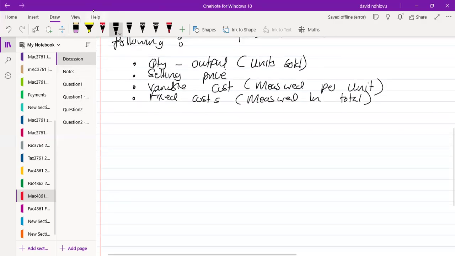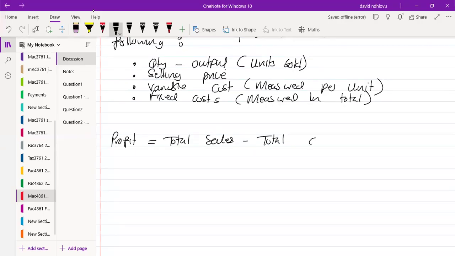Just to add interest to what we're doing, at the end of the day, we are saying profit is equal to total sales minus total costs. Sales is a byproduct of the quantity sold multiplied by the selling price, so we get our total sales. And the total cost, remember, can be broken into total variable costs plus the total fixed costs.